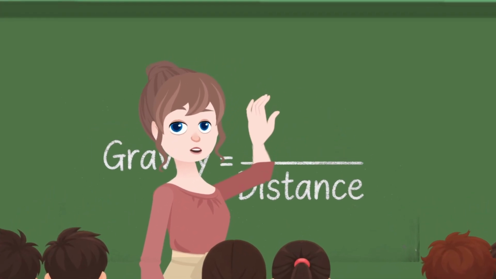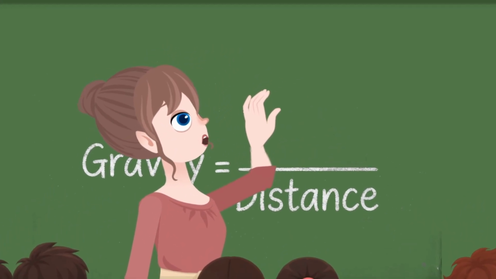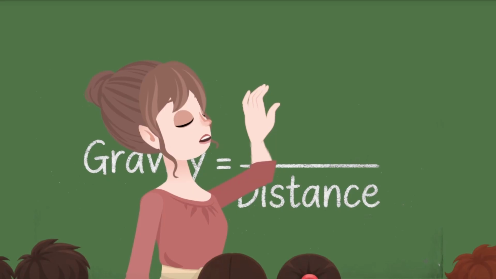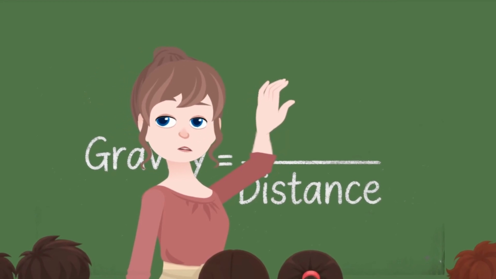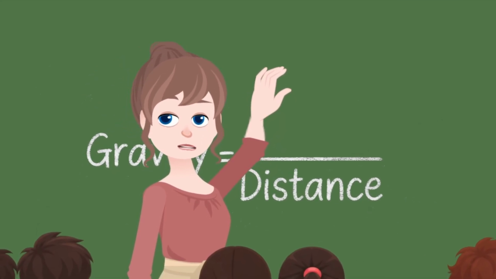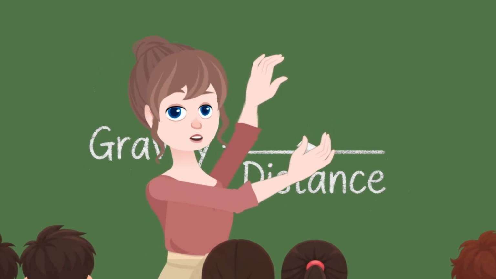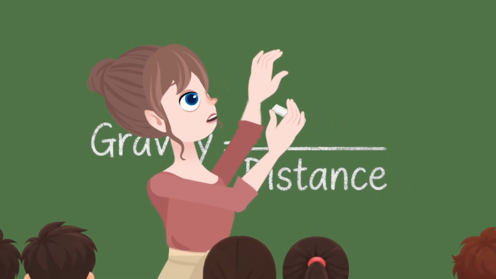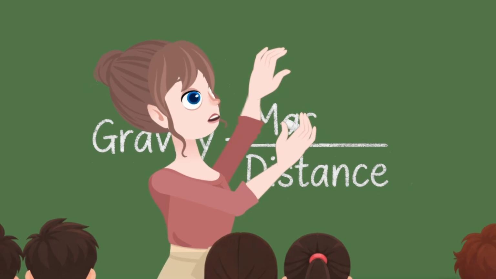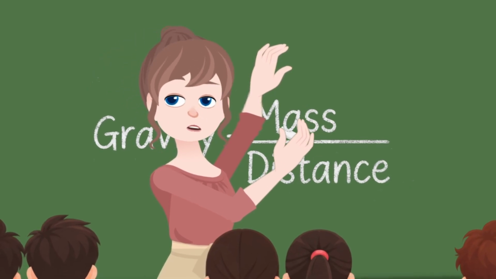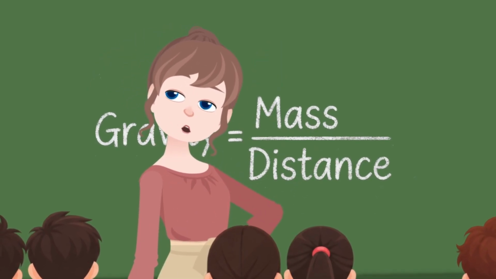Today we are learning about gravity, the invisible force that pulls everything down to the ground. Sir Isaac Newton showed us how this pull works with a simple idea. The heavier things are, and the closer they are, the stronger the pull. We can write this simply as gravity equal as to mass by distance. Let's explore how this keeps our feet planted firmly on Earth.